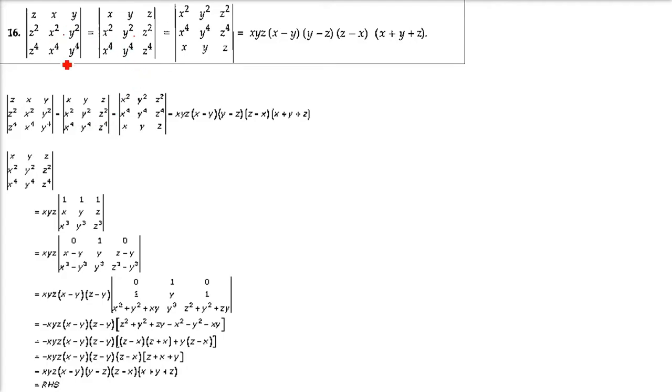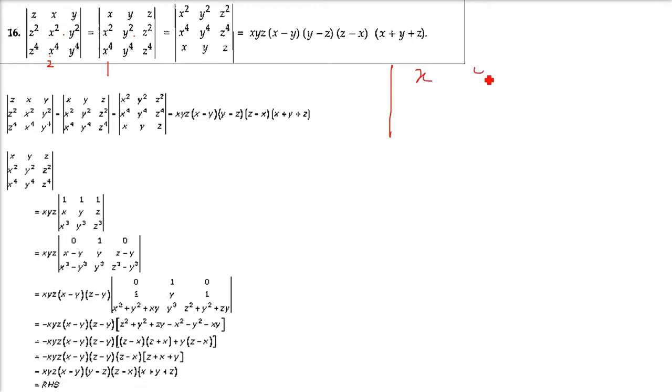So let me take the middle one and try to solve it to get the right hand side, right? Because these three which I'm talking about are just the exchange of rows and columns. The second column of the first one is the first column of the second one, and you can just change them and get it. I hope you'll be able to do that.